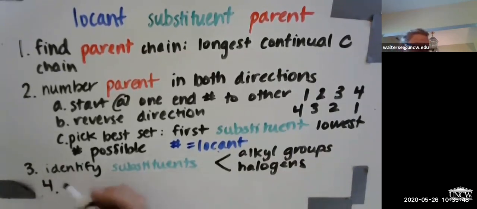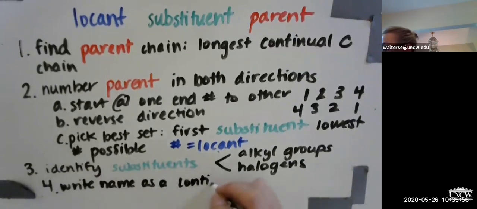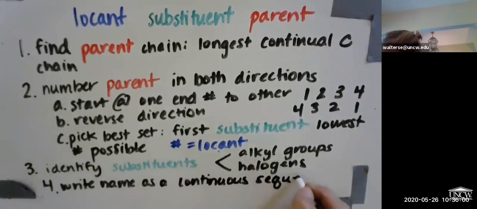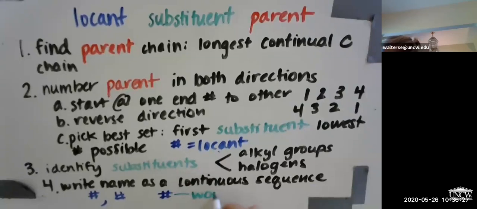Okay. And the fourth rule is that you write the name as a continuous sequence. If you have multiple locants, locant numbers are separated from other locants with a comma. Locants are separated from words with a dash. So like 2,2,2-chloro. Okay, so you need commas in a different position than you need a dash.